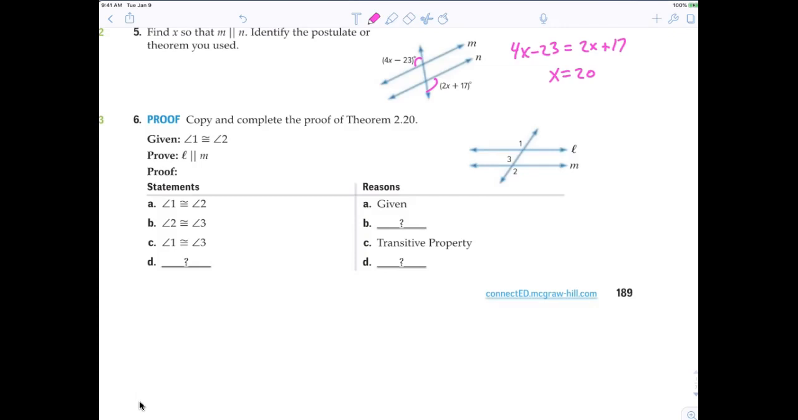All right? And again, what is true? 1 is congruent to 2, correct? 1 is congruent to 2. All right? And that is what? Given. So here we go. So 1 is congruent to 2. Now, why is angle 2 congruent to angle 3? Yes, we can say the vertical angle theorem.